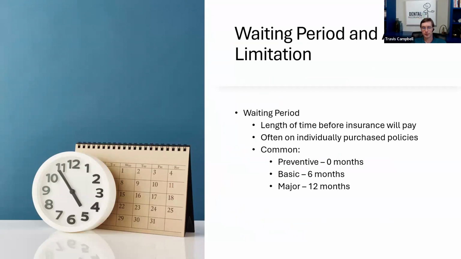Now, waiting periods and age limitation. A waiting period is when the insurance company says, we're not paying for the larger expenses until a certain time period. Basically, they want the patient to have paid multiple months first. In most cases, you're going to see waiting periods more on individual plans and a lot less on employer plans, for various reasons from the insurance and employer's point of view. But the most common, if you do see waiting periods, is a lot of the time basic is going to be 6 months and major maybe 6 or 12 months. Those are what you commonly will see. Again, a reason why it's important to know the difference between what's considered preventive, basic, and major.